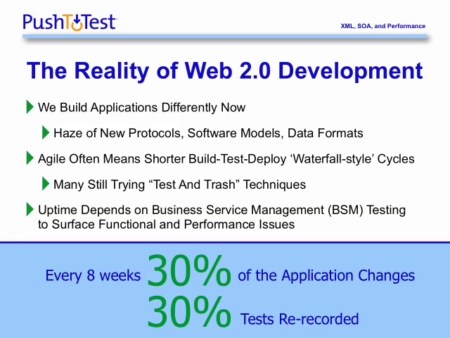And unfortunately, if you're using one of the existing proprietary test tools, chances are that 30% of those application changes will break 30% of the tests that you've already recorded. I even call it the test and trash technique, and unfortunately it's very effective at burning out testers and even software developers. What we also know from our experience with the Push2Test community is that uptime very much depends on business service management testing. You need an automated way of surfacing functional issues and performance issues to really be successful with the reality of Web 2.0 development.